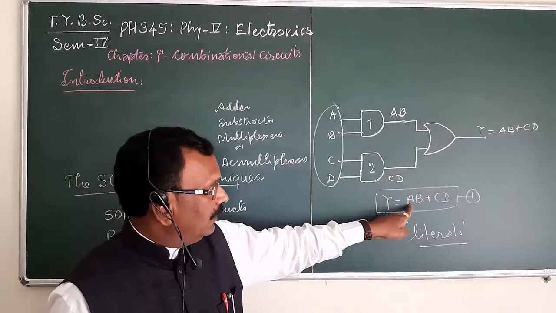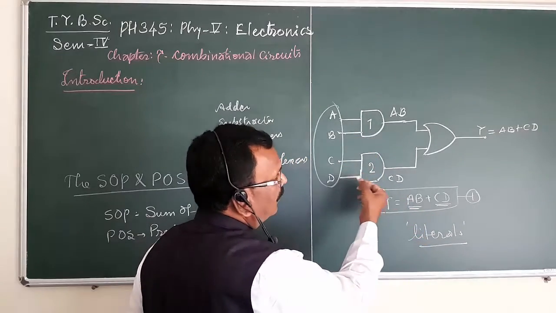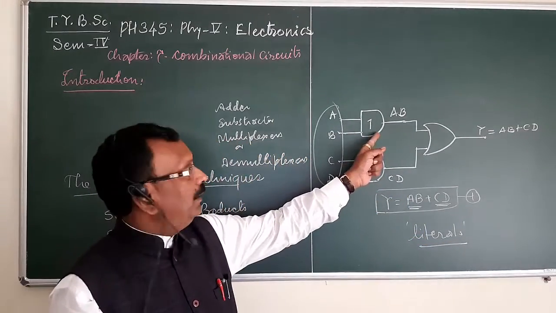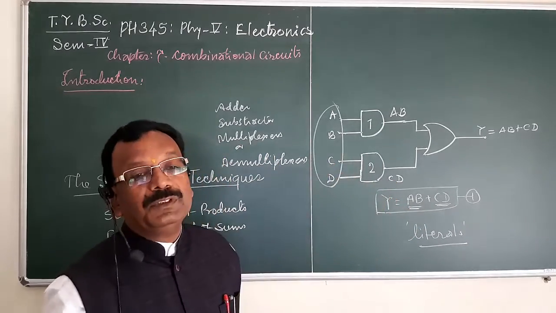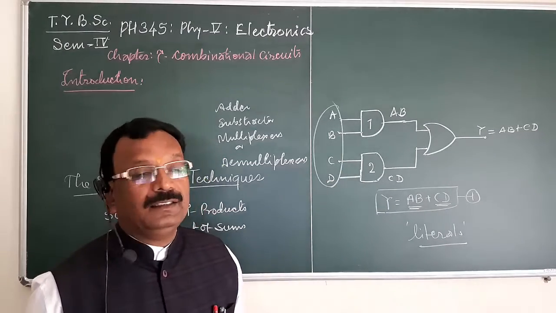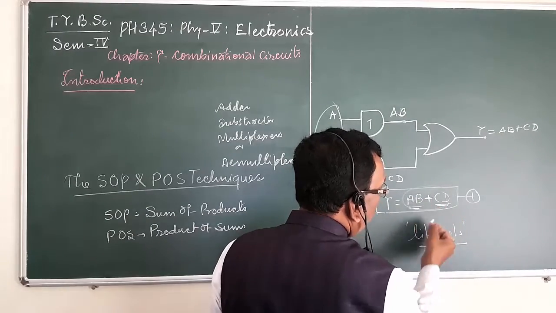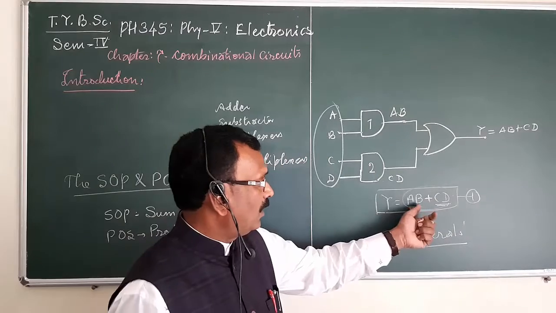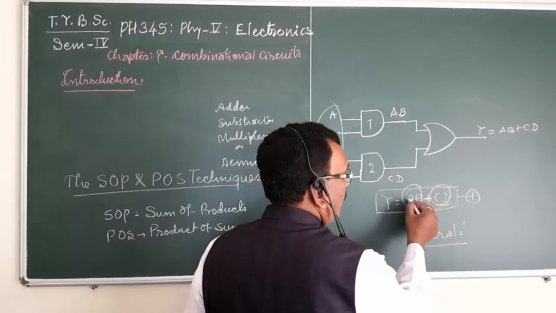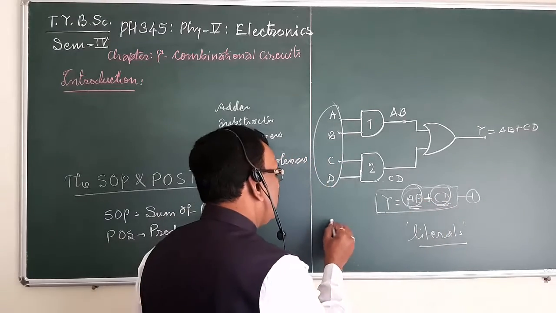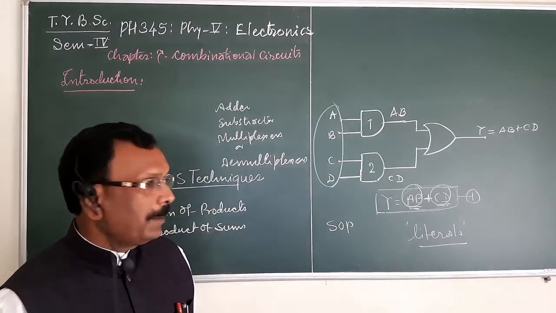Here, AB is a product, and CD is a product. AB is the product of two inputs done by the first AND gate. CD is the product of the two inputs C and D using the second AND gate. And this is the sum. So this equation represents sum of products. This is the first product and this is the second product, and the sum of these two products is nothing but SOP, sum of products.